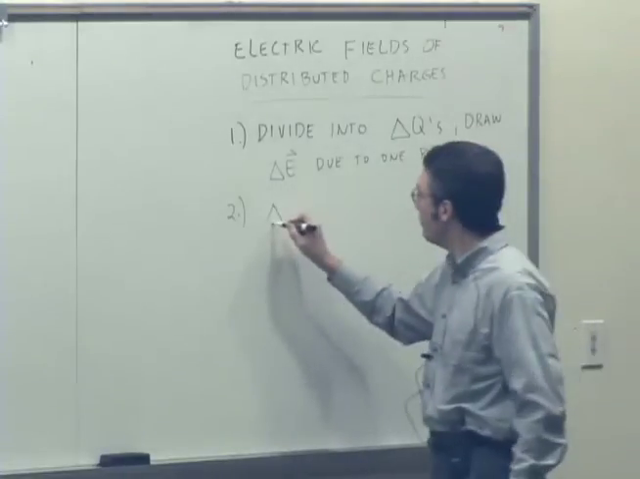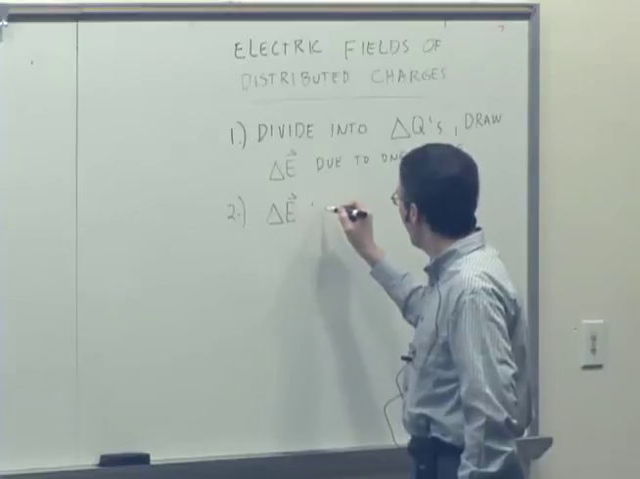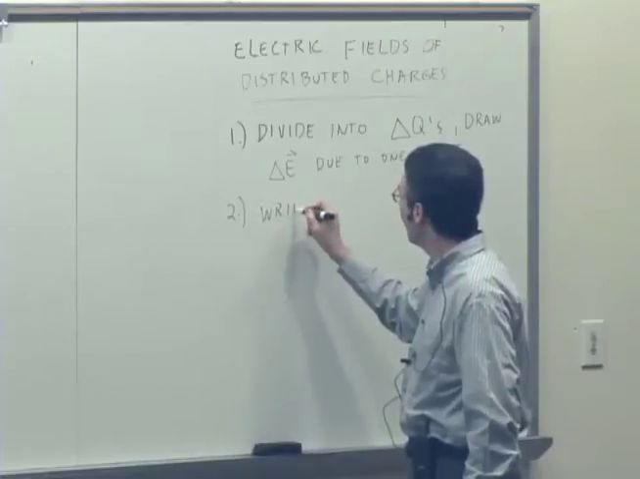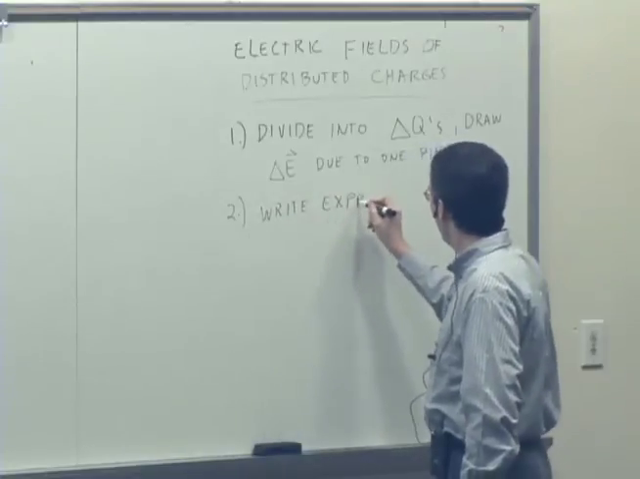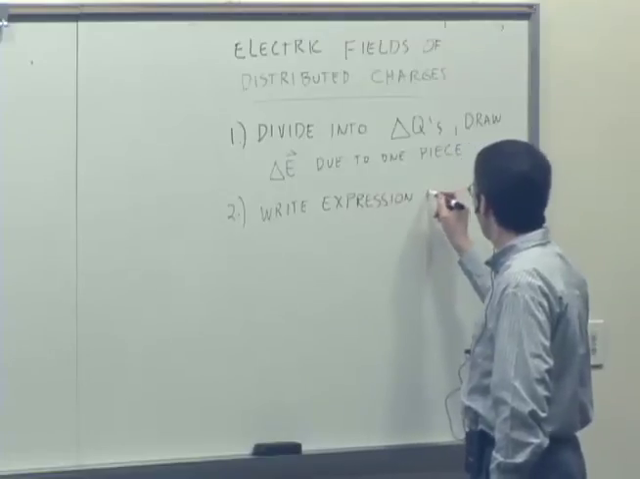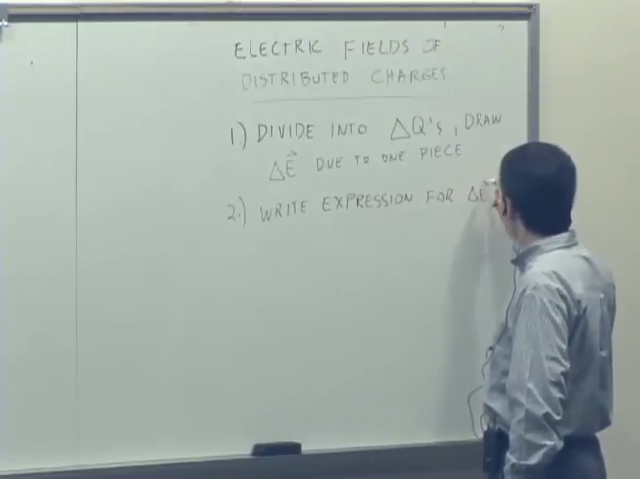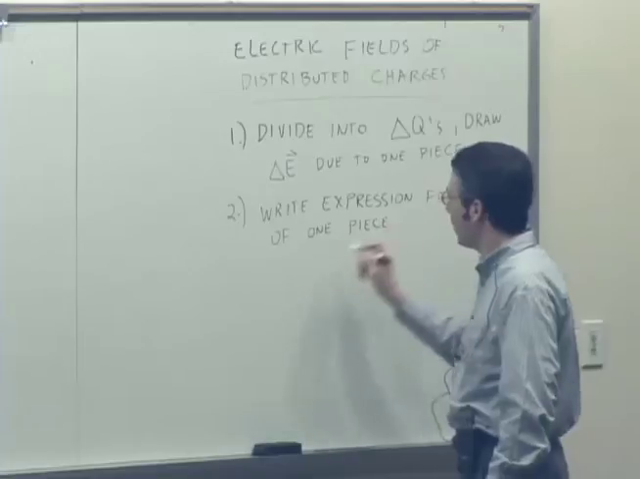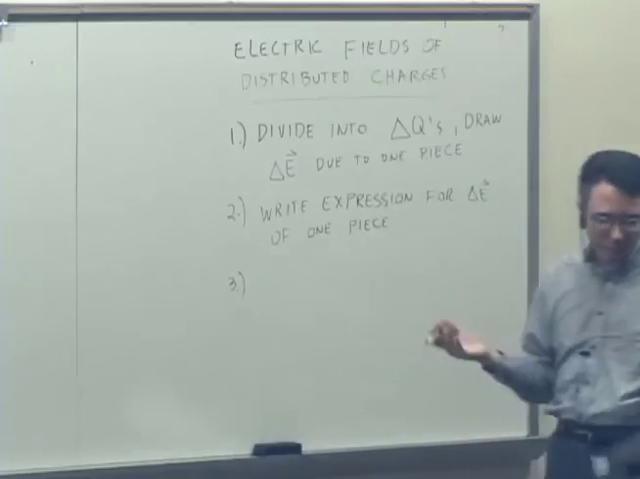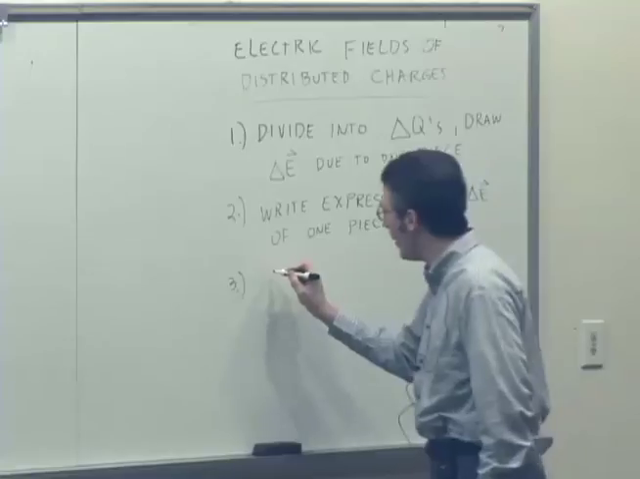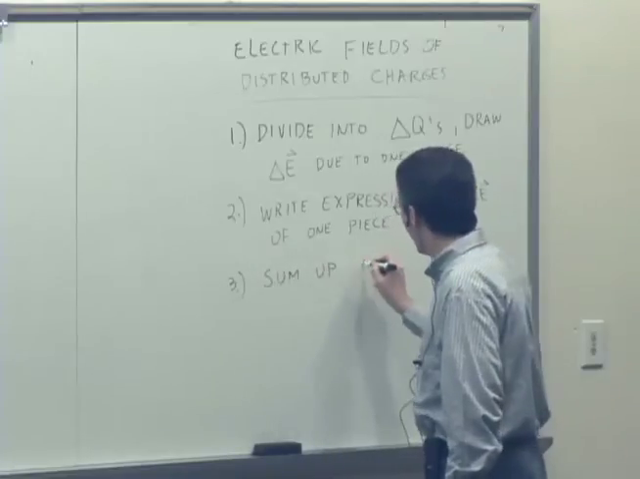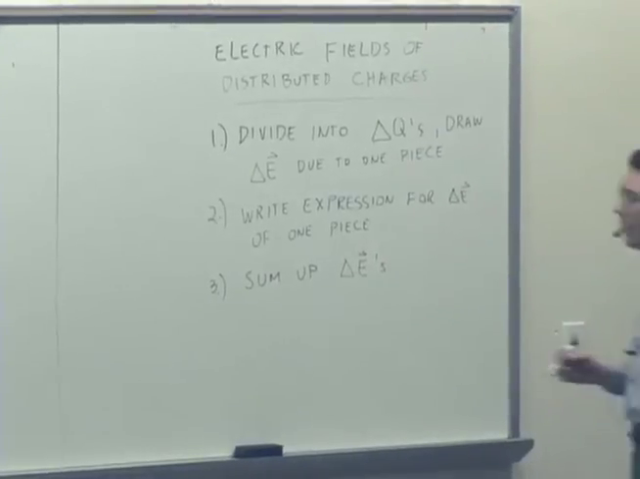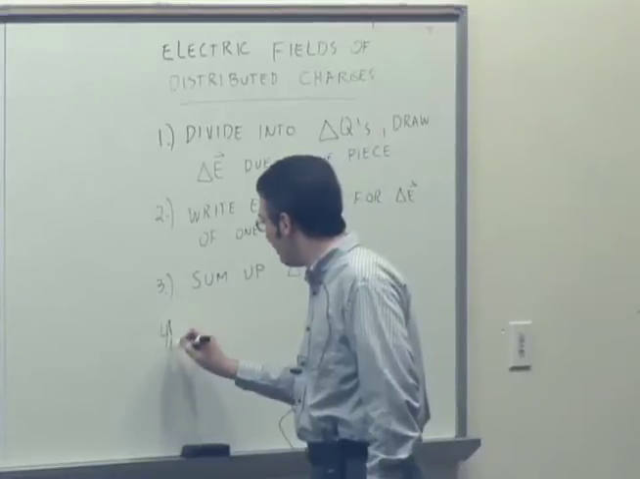You write an expression for delta E. So let's write it this way. Write an expression for delta E of one piece. Step 3, you just add them up. So we're taking the sum of all the delta E's, essentially applying the superposition principle. And then the last step is check the result.